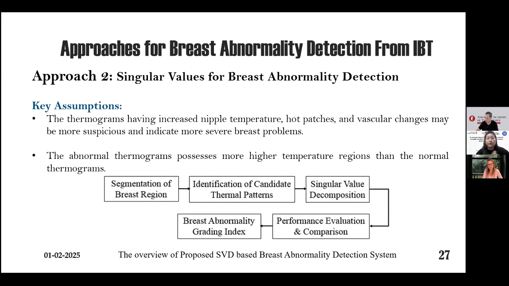Okay, is it visible? That's slide number 27. Okay, fine. So the next task is singular value decomposition for breast abnormality detection.